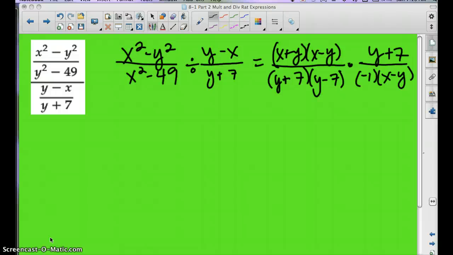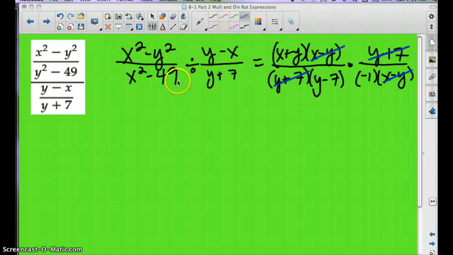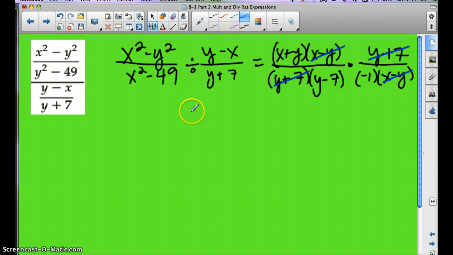So again, this piece right here, down here, and it goes here, we want to factor out that -1 so we do get some common terms. So that ends up being x minus y can cancel out. And then we have the y plus 7 and y plus 7 here. So we end up with x plus y on top, and then -1 times (y minus 7) on the bottom.